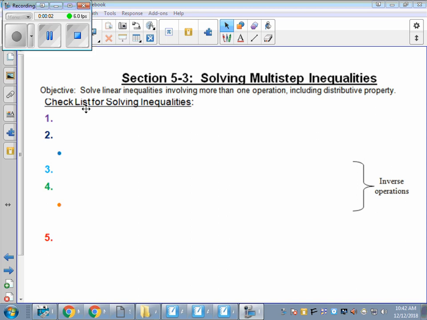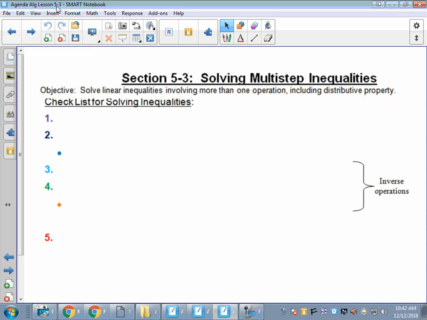Okay, rolling on in chapter 5, section 5.3, solving multi-step inequalities. So we've got compound inequalities. It's a lot like solving equations. We're going to solve linear inequalities involving more than one operation, including the distributive property. So it's kind of like we're throwing everything at you like we did with equations, only doing so now with inequalities.